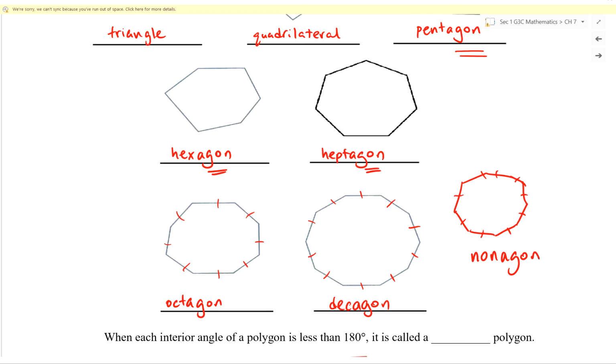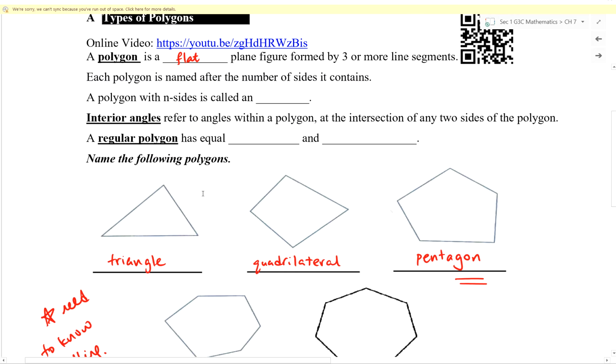Do we need to know the spelling? Yes, we do. You may be tested on the names, so you need to know how to spell. Of course, you need to know which name is for which figure. Now, we are ready to come back to this part. A polygon with n sides is called an n-gon.